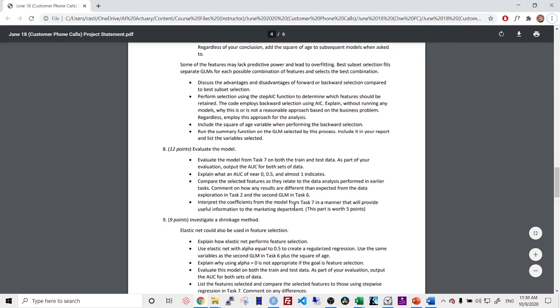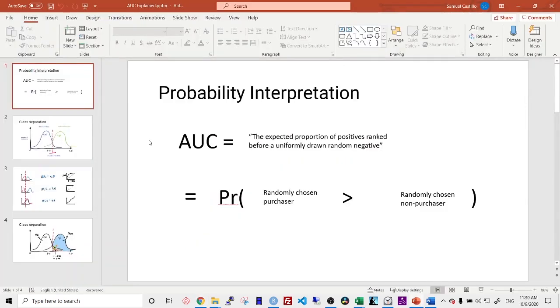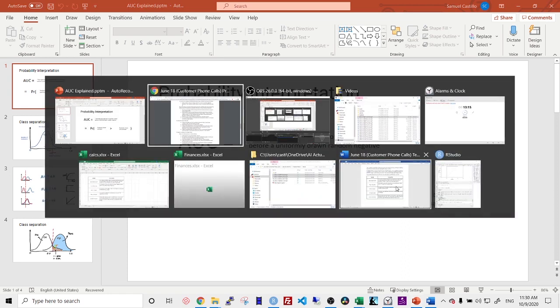First of all, what is AUC? You can remember this simple interpretation. AUC is a probability. It's the expected proportion of positives that are ranked before a uniformly drawn negative. Or this is the probability that a randomly chosen purchaser is given a higher predicted value than a randomly chosen non-purchaser. Let's go ahead and write that into the report.